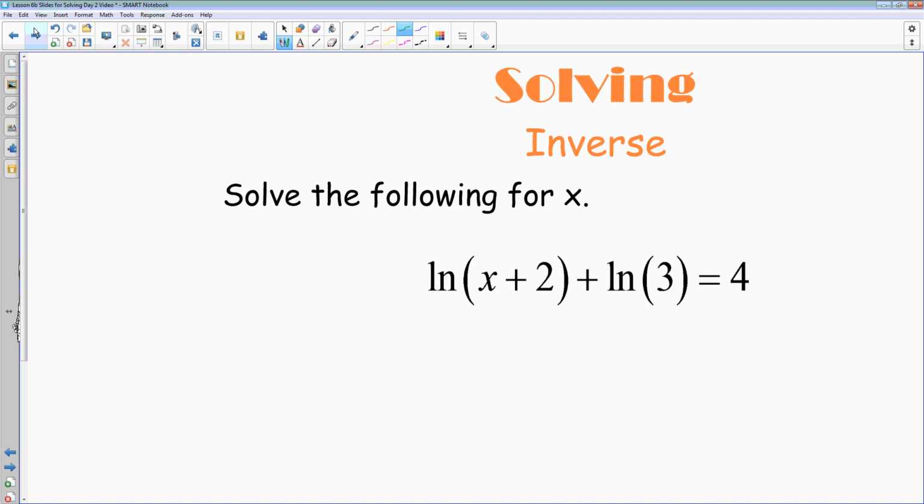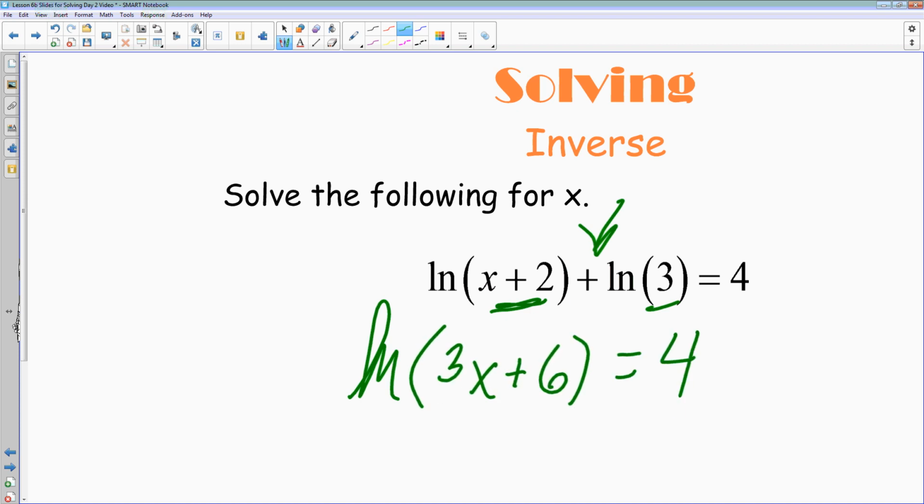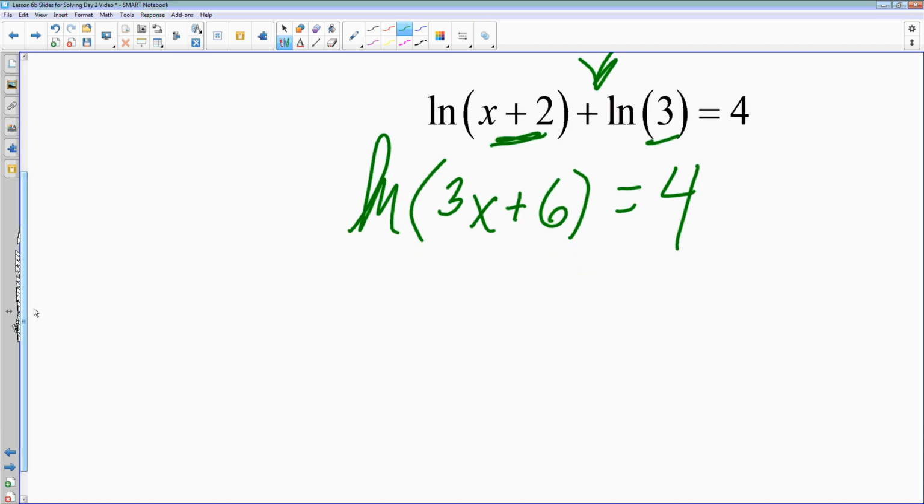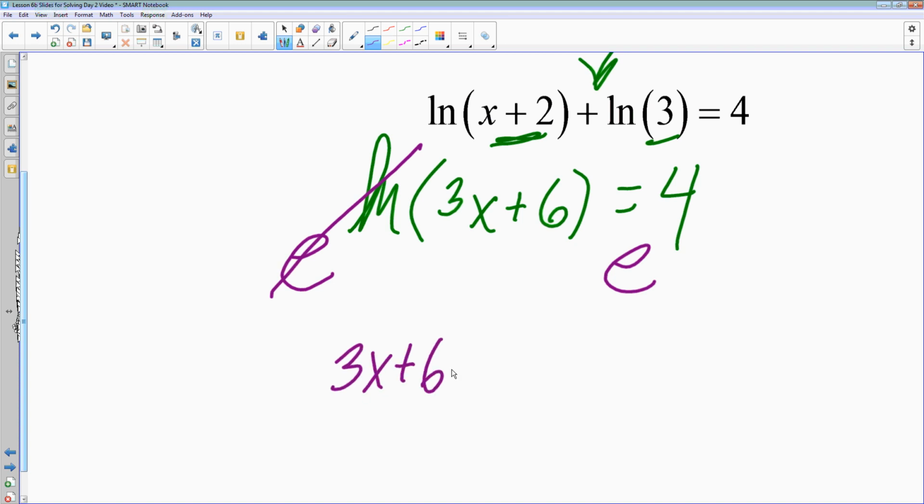Okay, so if you look at this particular problem, you should notice the plus sign, so that's the product property. So we're going to multiply x plus 2 times 3, make sure you're distributing, and that will get you 3x plus 6, and then that's equal to 4. Now we have to use our inverse property. So to get rid of the natural log, we have to take both sides and put e to that power. So the e cancels the natural log, and we're left with 3x plus 6. Over here, we just have e to the 4th, and we can leave it like that. We really don't want a decimal for it. We want exact values.